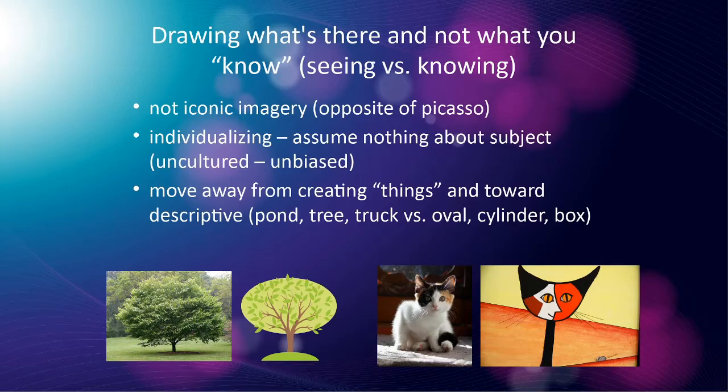So drawing what is there is not iconic imagery. It's the opposite of Picasso. Here you see a cat and a Picasso cat. We look at a cat and we have this general oval-shaped head and then these pointy ears on the side and these almond-shaped eyes with vertical pupils. And then you put a weird human nose in here and a human mouth, whatever. And then some whiskers pointing out of the side. It looks nothing like this cat, but we read both of these things like a cat.